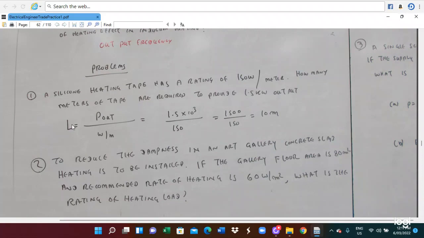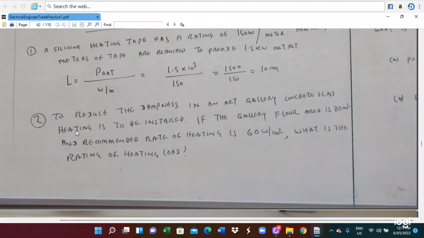In this case, the formula is the length can be calculated as power output divided by watt per meter. So the power output required is 1.5 kilowatt, 1.5 into 10 power 3. In this case, 150 watt per meter. So divided by 150, you get 10 meters.